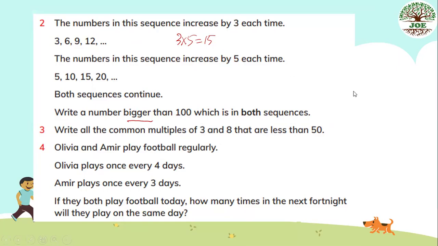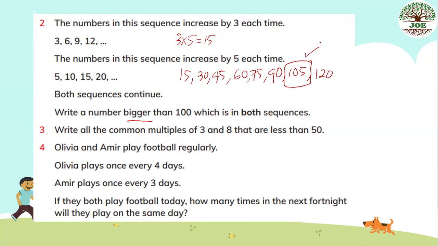Okay, so 15, 30, 45, 60, 75, 90, 105, and again, 120. Okay, a number bigger than 100 which is in both sequences is 105 or 120. So it is 105.